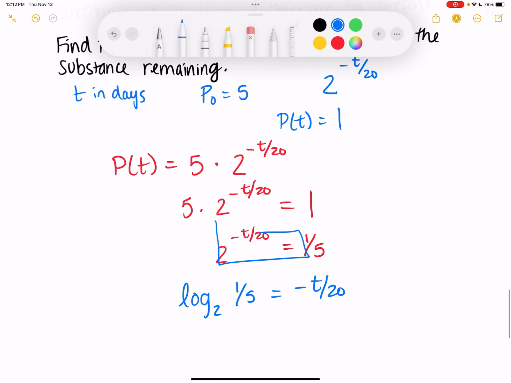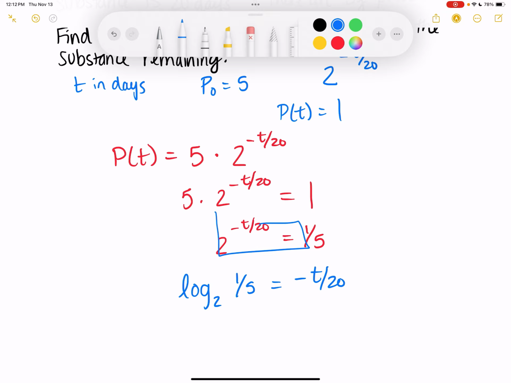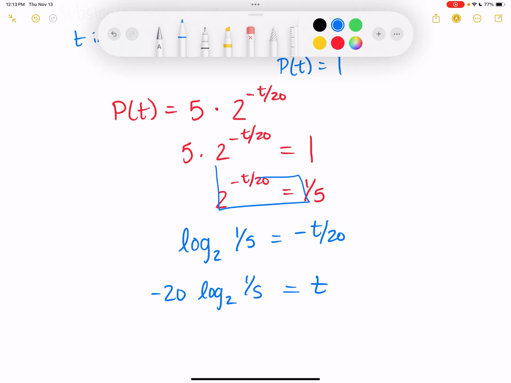So ultimately then what's going to happen, and your calculator can do this all in one thing for you, is I'm going to multiply both sides by negative 20, because that's going to get rid of it over here, and I'm just going to be left with T. So I'm going to have negative 20 times log base 2 of 1/5 is equal to T. And then you're going to be able to type that into your calculator. So before you hit log base, you'll hit the negative sign, not the minus sign, the negative sign, and 20. And then you can hit the log base, and then you can type this in.